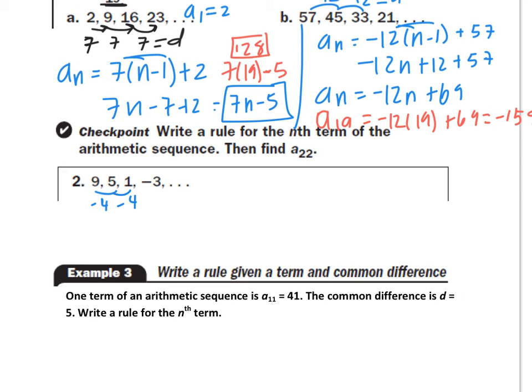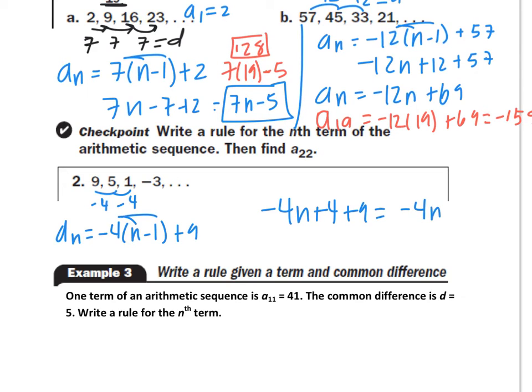Negative 4, yeah. So a(n) equals negative 4 times n minus 1, sorry, and then plus the first term. Let's simplify that. Negative 4 times n plus 4 plus 9, negative 4n plus 13.